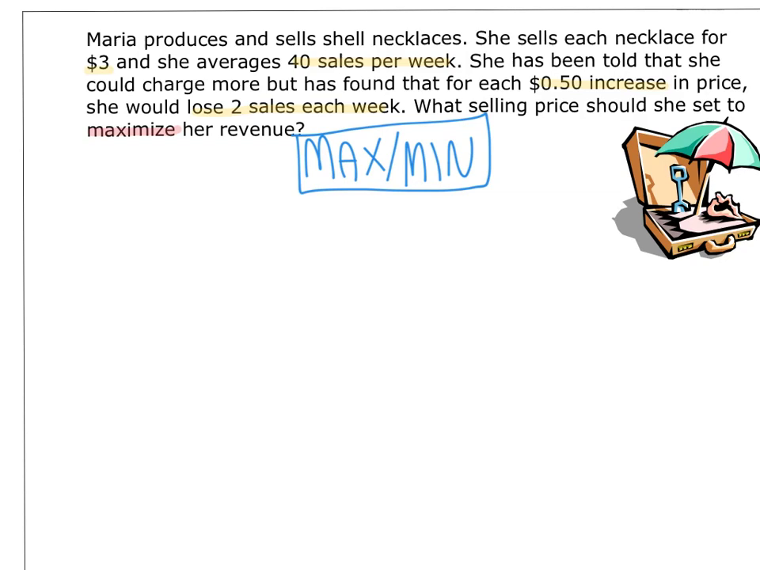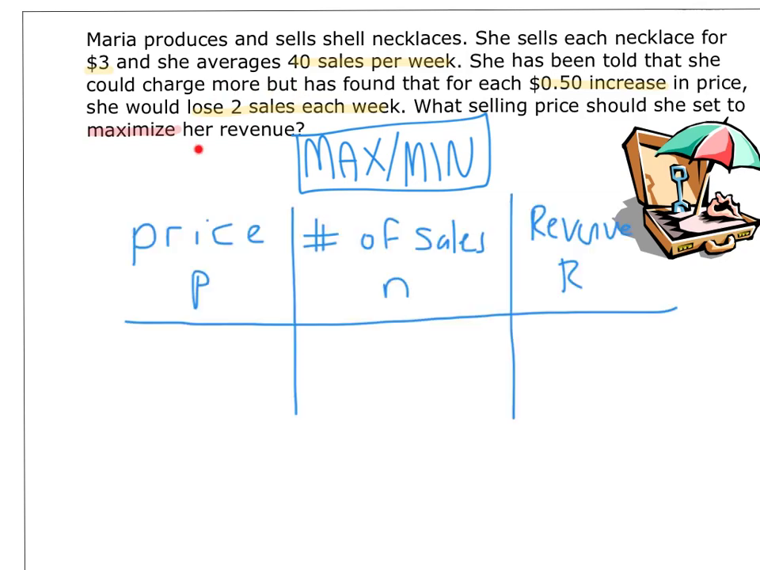But before we find the vertex, we need an equation. So we are trying to maximize revenue. So we need an equation that is going to give us the revenue that Maria can make after she changes her price. These revenue questions are quite common, and it is often useful to set up a table to help derive the revenue formula. So I have a table here.